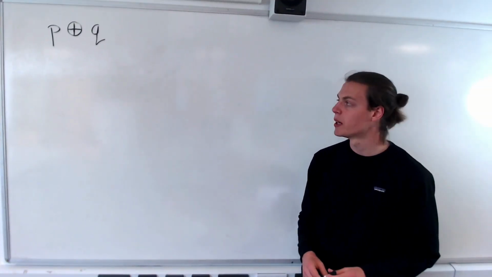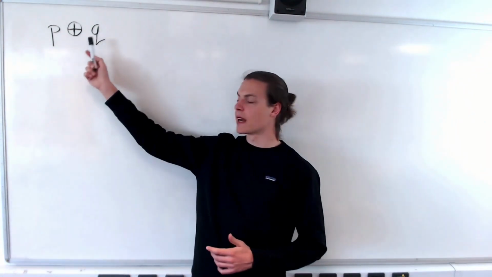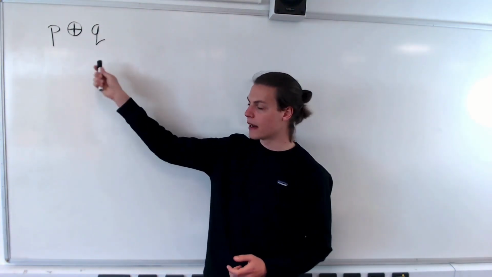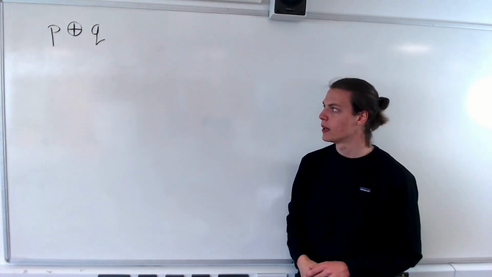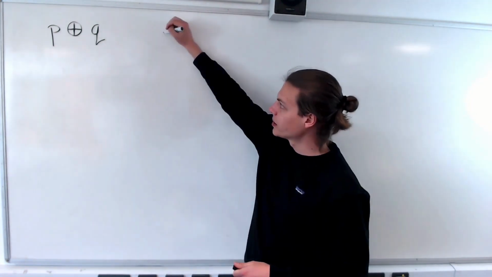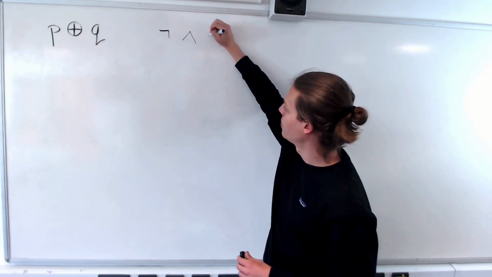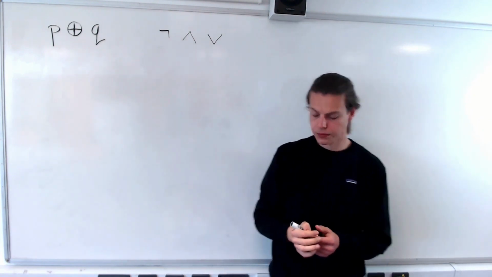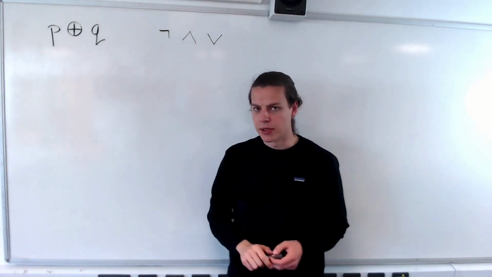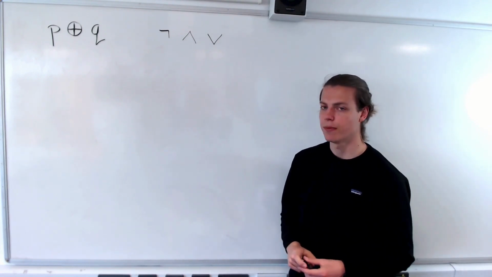In this exercise, we examine the exclusive OR operator. P exclusive OR Q says that exactly one of P and Q is true. Now we want to express this statement using the standard operators, not, and, or. So let's think about another way we could say this statement in English, right? Exactly one of P and Q is true.